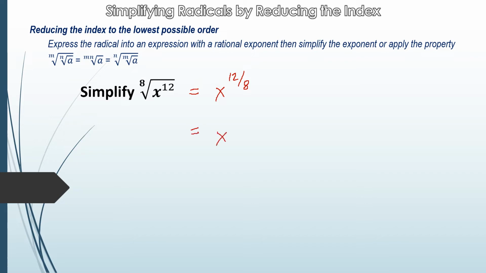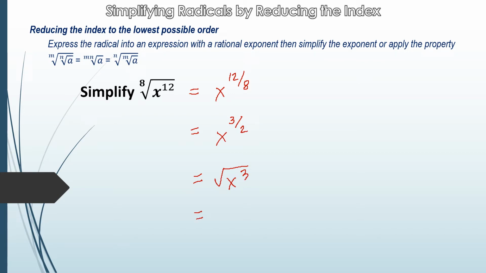Next, if you will try to observe, 12 over 8 can be simplified in its lowest term. So 12 over 8 in lowest term is 3 over 2. After that, we rewrite the given expression in radical form. So x raised to 3 over 2 in radical form is square root of x cubed. This time, if you will try to observe, we can simplify the given radical expression by reducing the radicand.